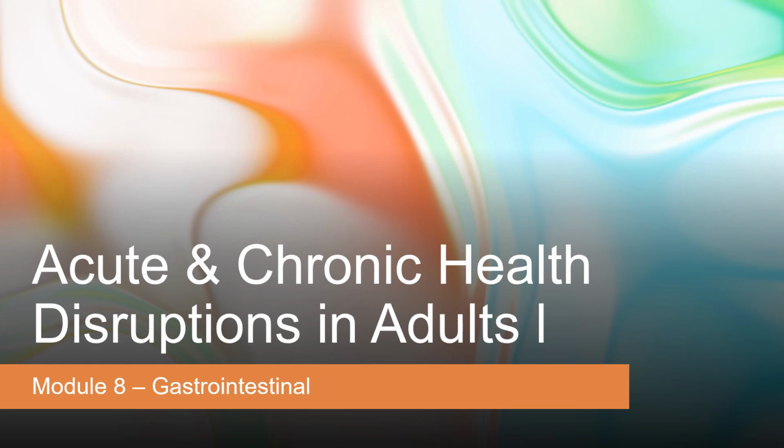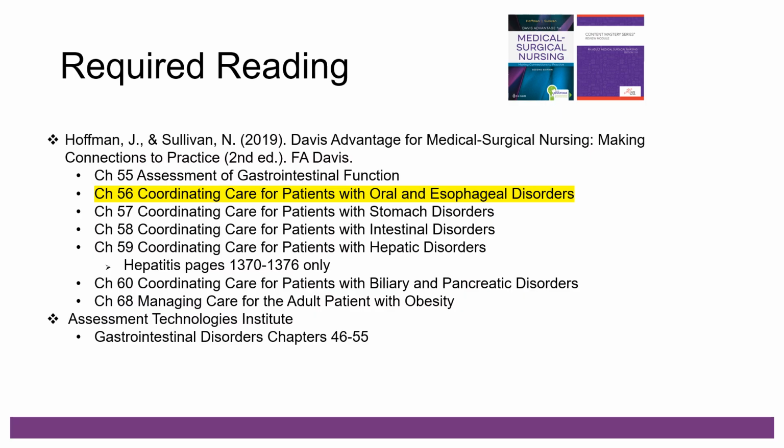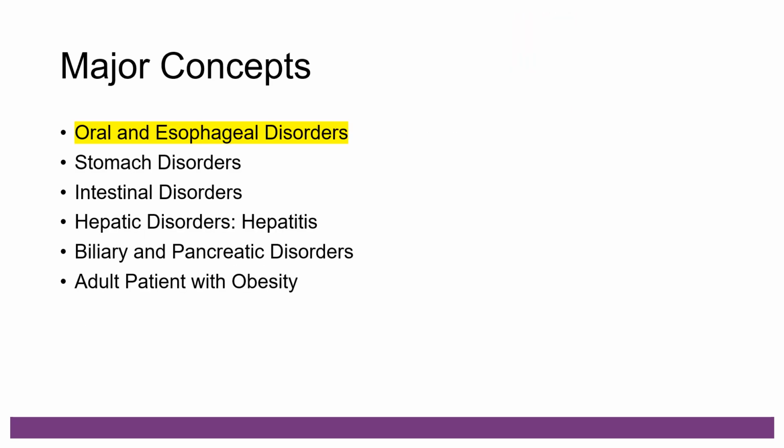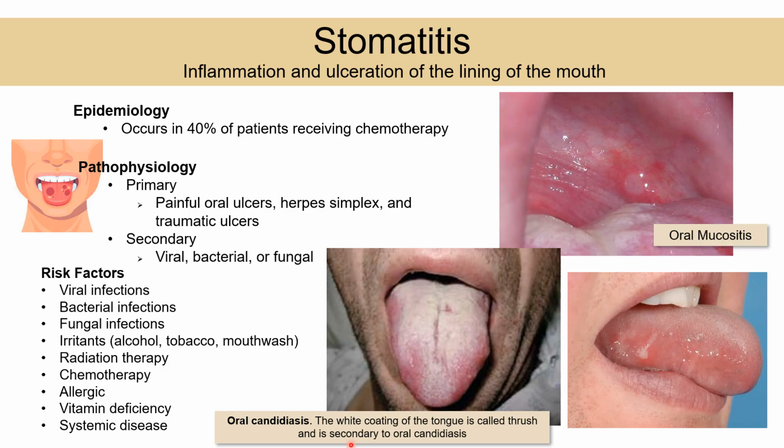Module 8, Gastrointestinal. This recording will cover Chapter 56, Coordinating Care with Patients with Oral and Esophageal Disorders. Our first condition we're starting with is stomatitis. So stomatitis is an inflammatory condition affecting the oral mucosa, dentition, and periosteum. Okay, so lining of the mouth.